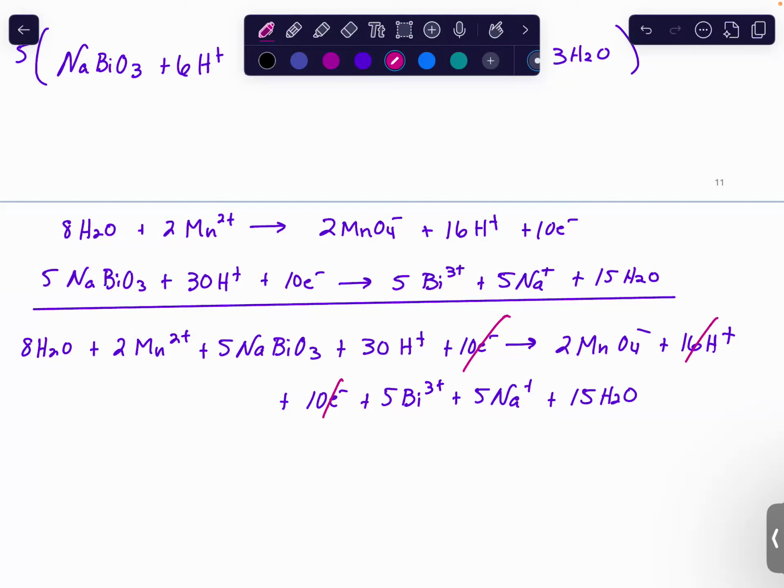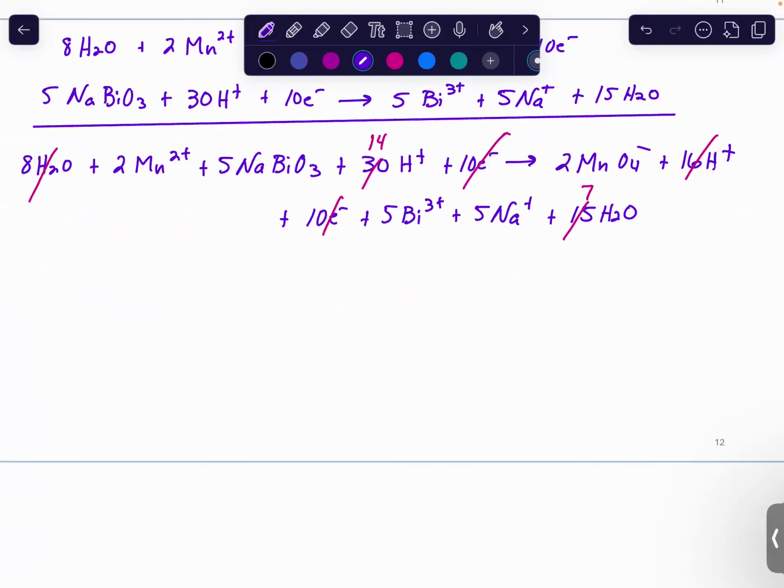Well, look here, I can cancel 16 protons and reduce this 30 to 14. There's one more I can do. Which one is it? Water. I can cancel 8 of the waters and reduce the 15 to 7. You see that? And so what I have left, remember how I told you at the end, you have to make sure your phases are correct. So you can either keep track of them the whole time or put them back in at the end, but make sure they end up there and they're correct.